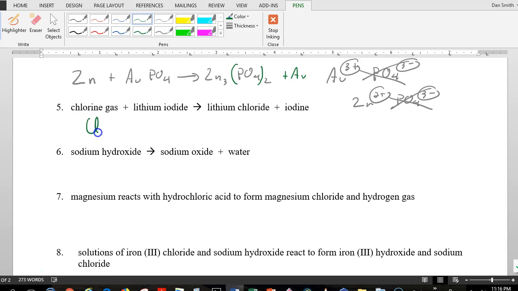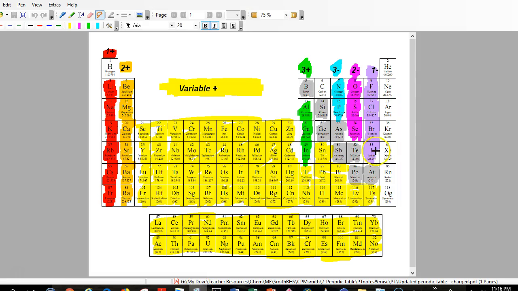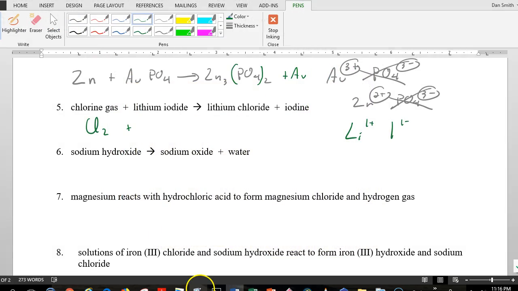Chlorine gas, that's one of your 7 diatomics. Lithium plus 1, iodide minus 1. Again, iodine is over here, minus 1 charge. Lithium still over here, first column. And so crisscross the 1's, lithium iodide. Lithium chloride, chloride's minus 1. Iodine is a diatomic, I2.